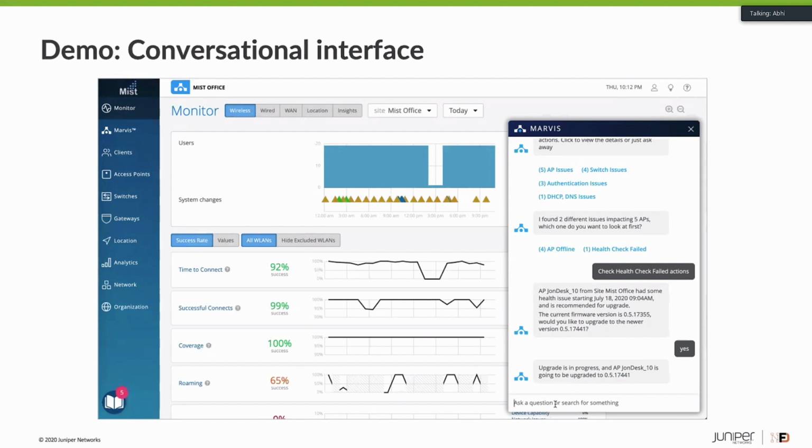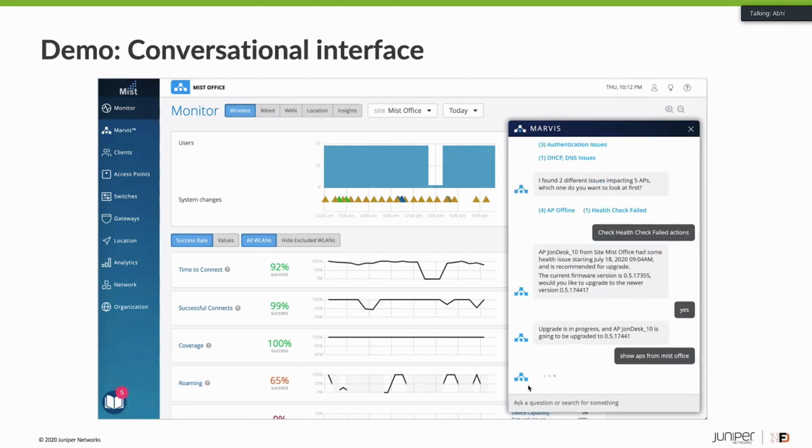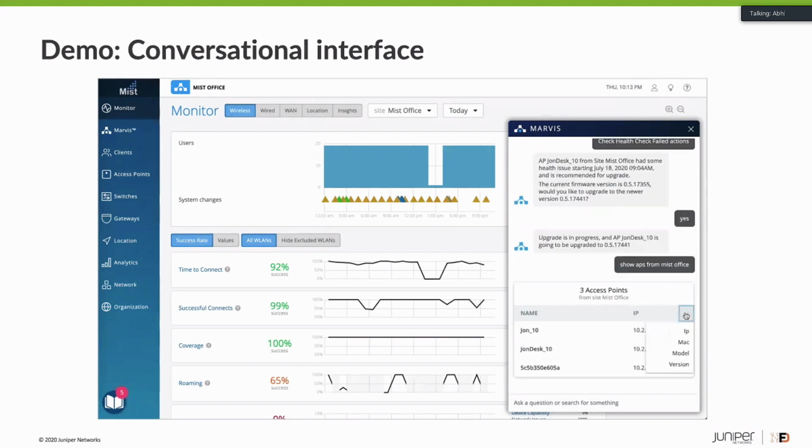So the upgrade is going through as you speak along, as you said yes. Now you can go look at your APs in your network. Our APs take seconds to upgrade. You can see that that particular device is now upgraded to the version that has a fix for that bug. So the conversational interface can be used for multifold purposes.